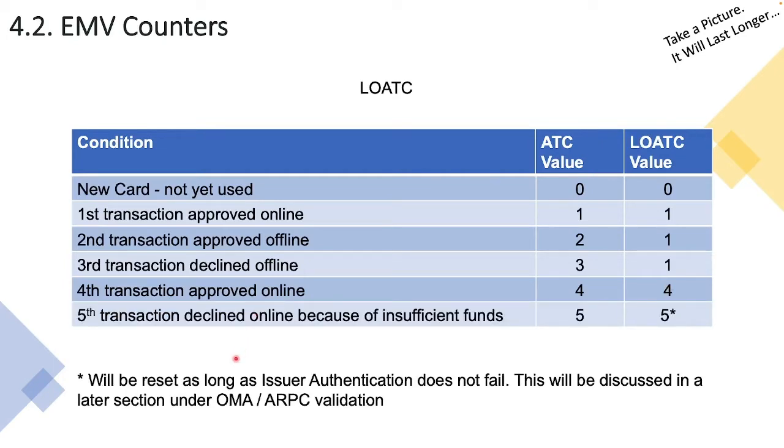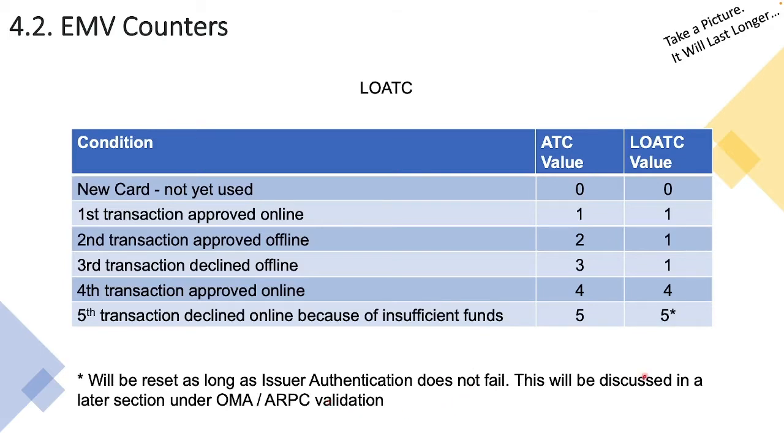Fifth transaction went online, which is important. It declined, but it went online, but it declined because of insufficient funds, right? So Bob didn't have enough money to complete the purchase. So the ATC value will increment once again by 1, and the LOATC will also reflect that latest value of the ATC when the transaction completed online.